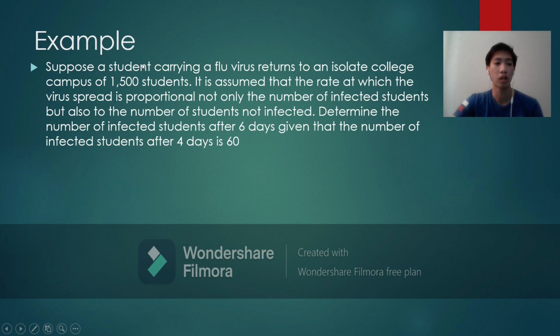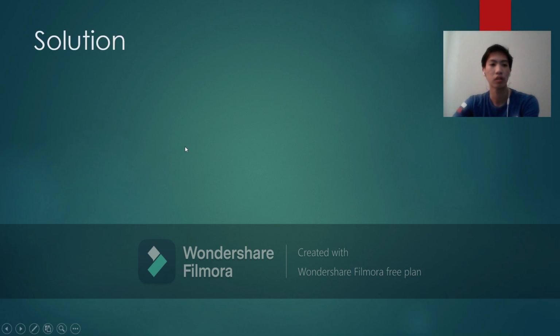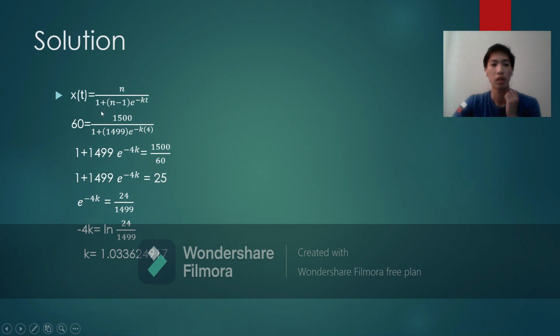So for the example, suppose a student carrying a flu virus returns to an isolated college campus of 1,500 students. It is assumed that the rate at which the virus spreads is proportional not only to the number of infected students, but also to the number of students not infected. Determine the number of infected students after 6 days, given that the number of infected students after 4 days is 60. So for the solution, this is the equation we will be using.